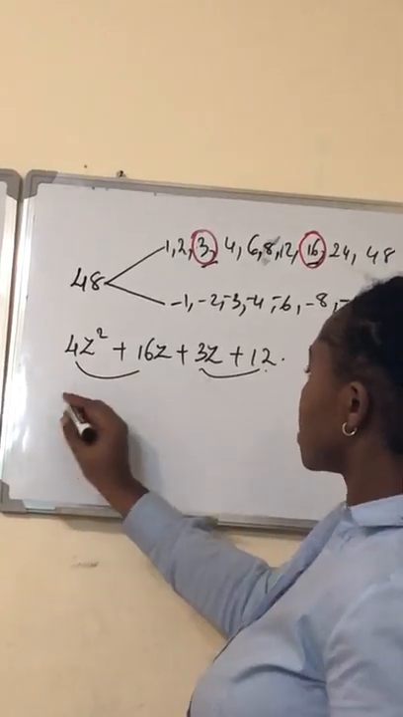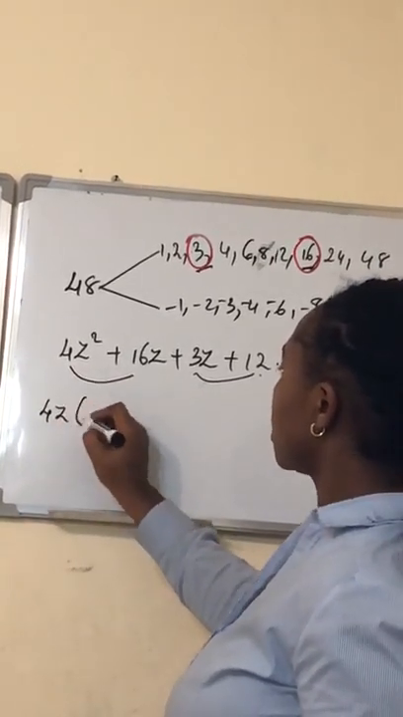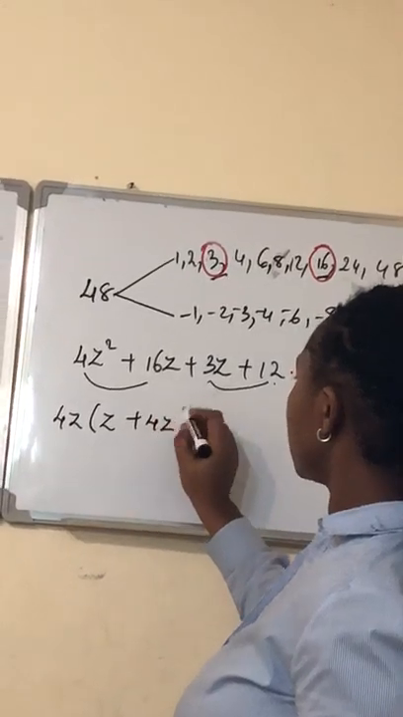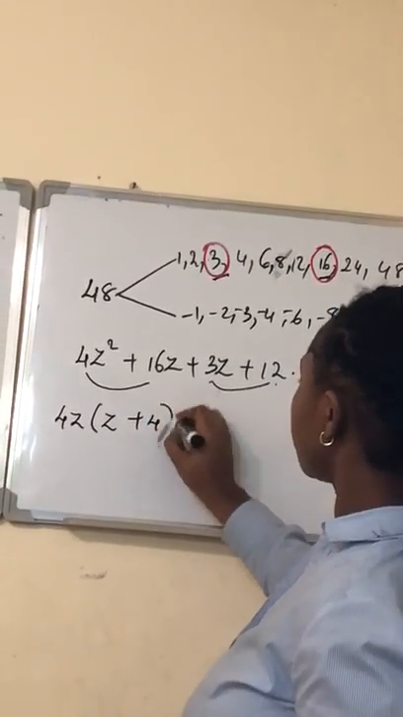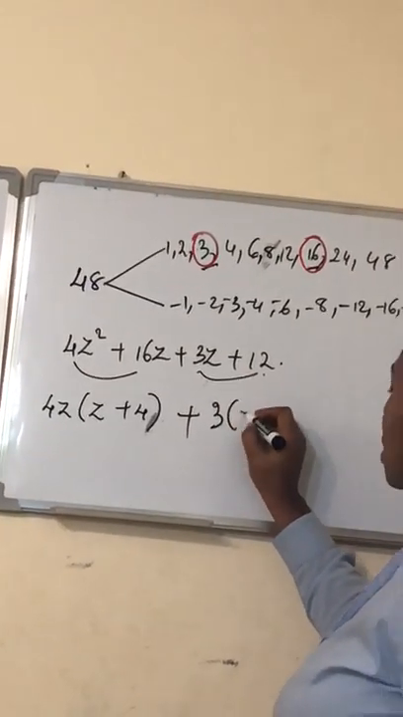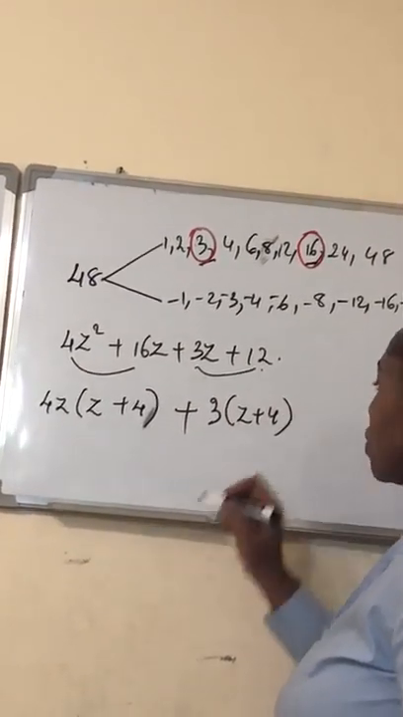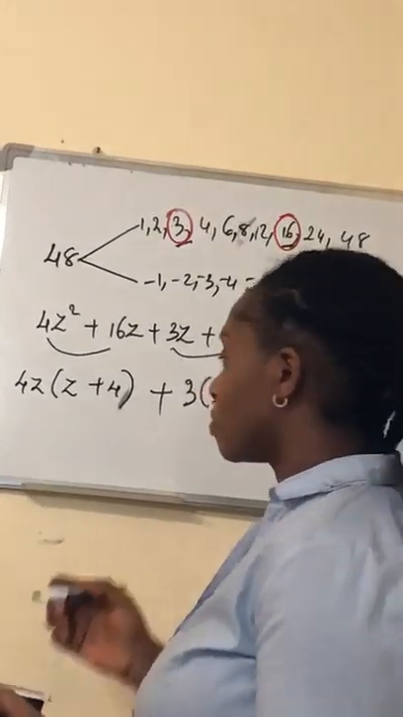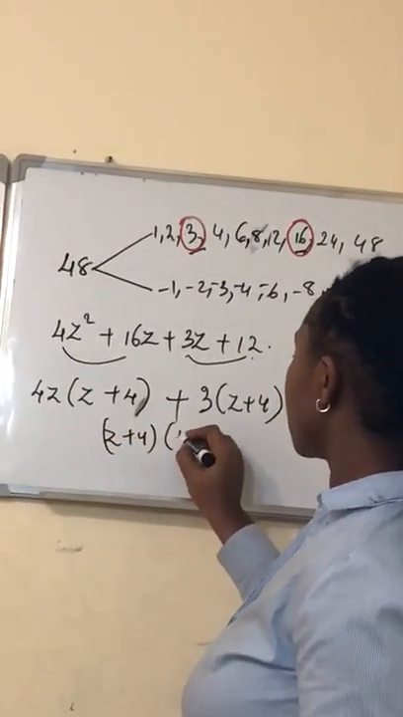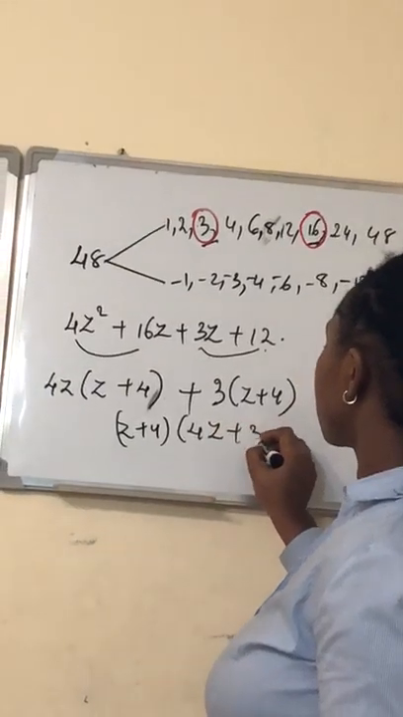So what is common here? We see 4z is common. We have z in the bracket, plus 4, plus, what is common here is 3, bracket, z plus 4. So again we have another common term, which is z plus 4, and the last thing is 4z plus 3.